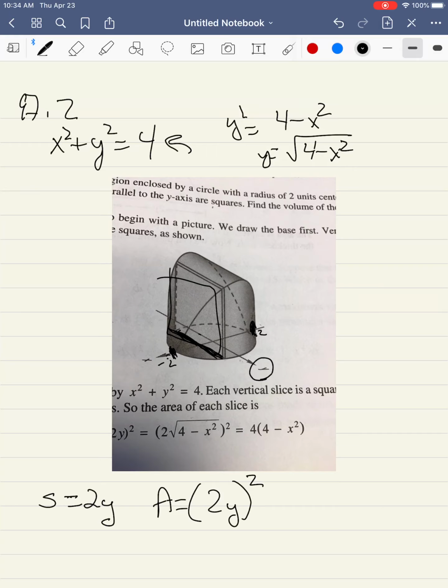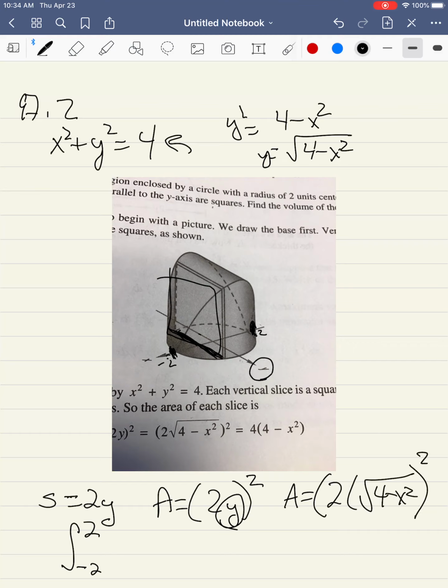So when we set up the integral, remember we're integrating from here to here. And the area of one of the squares is this, so I need to change this in terms of x. So this would be 2 times the square root of 4 minus x squared, which then gives us 4 times 4 minus x squared, and then times the dx.